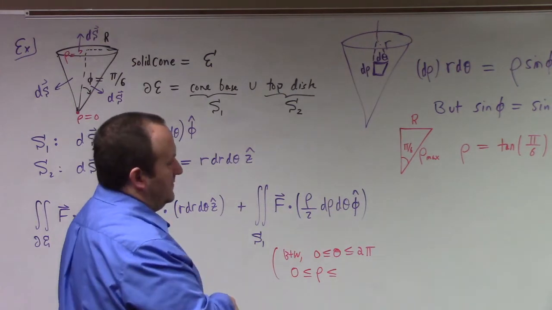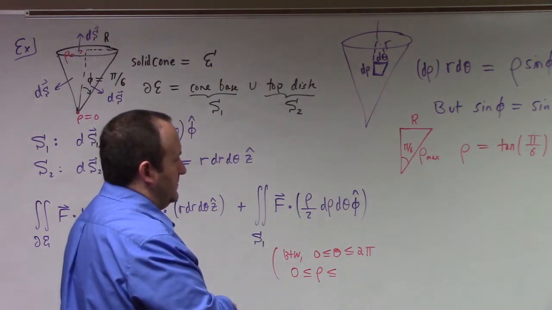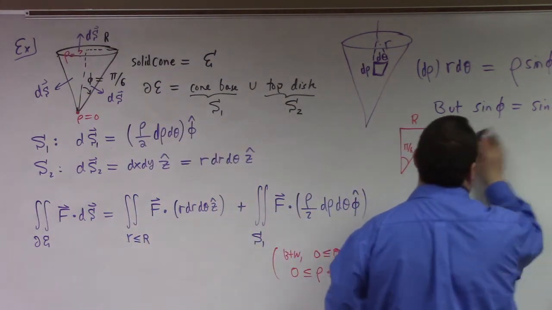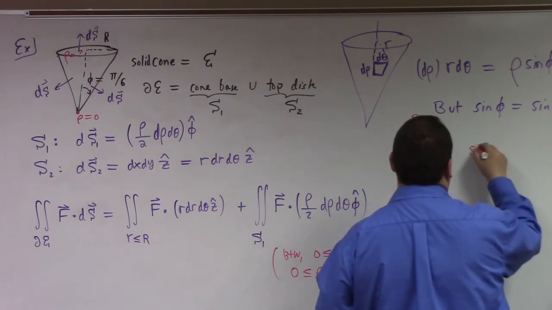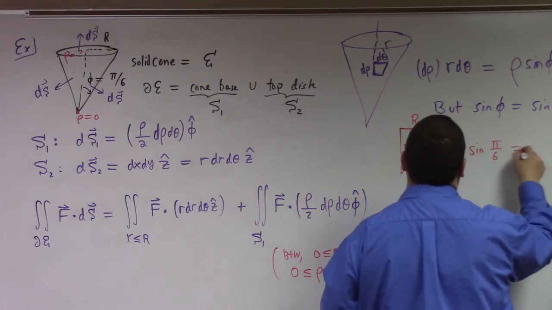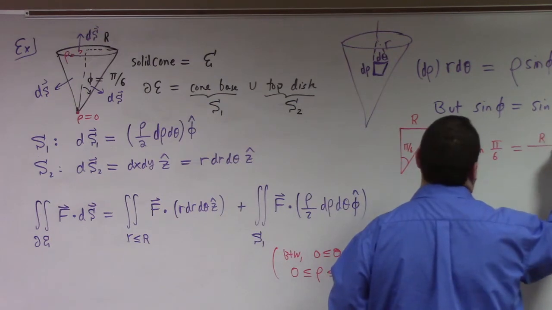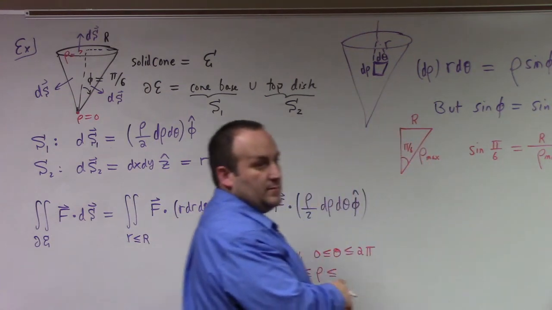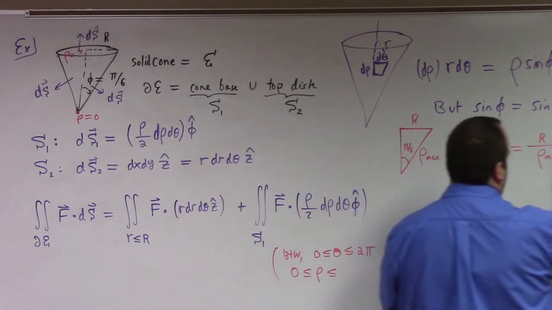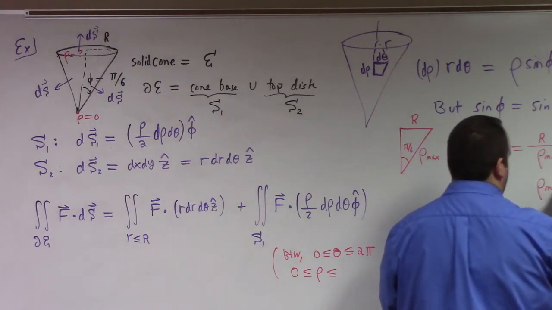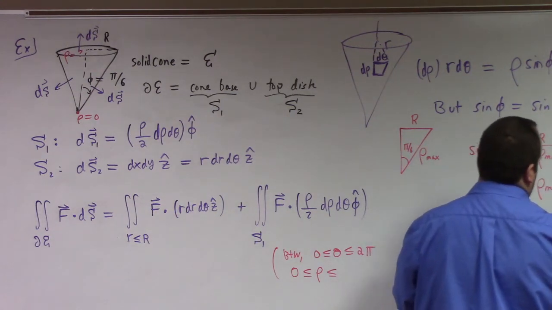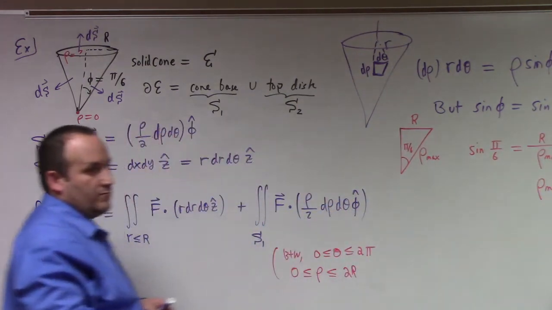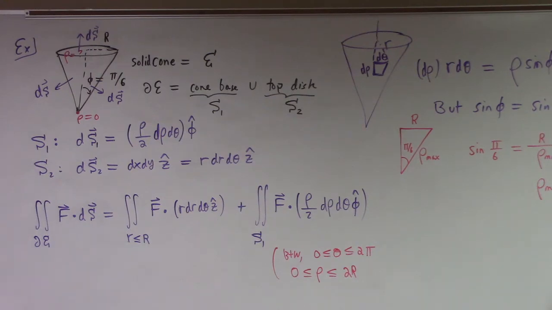No. I don't think it's a tangent. I think it's a sine, right? The sine of pi over 6 is equal to the opposite, which is r, divided by the hypotenuse, which is rho max. And of course this is a half. So in fact, our max rho in this context would be 2r. Anyway, my point is we could set up these integrals, but they're a pain.